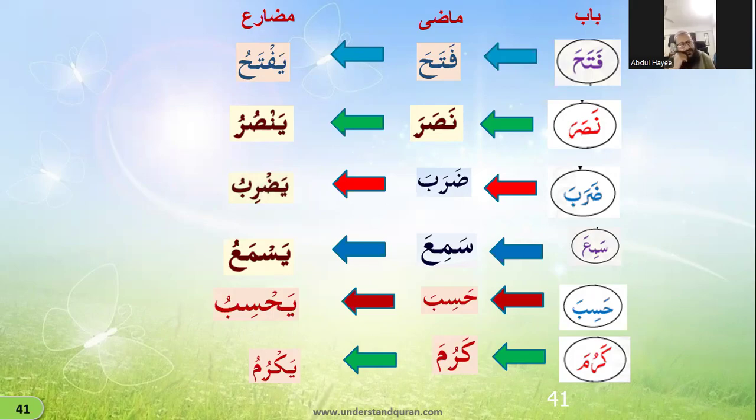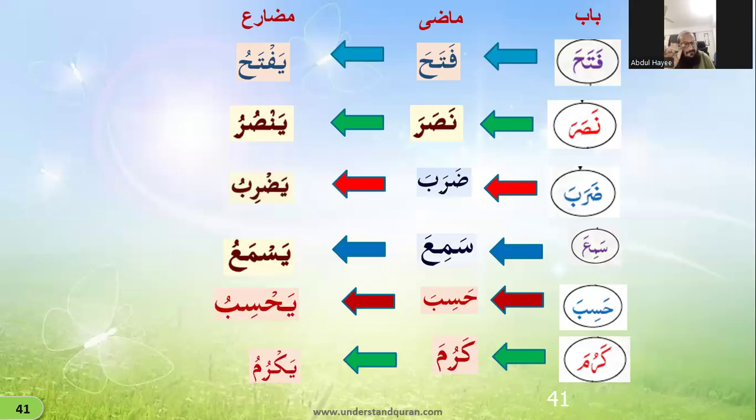It's so easy. Let me repeat for you. If both the Madi and Mudare Ain Kalma are Fatah, the Bab is Fatah. If both Ain Kalma in Madi and Mudare are Kasra, the Bab is Hasiba. If both Ain Kalma in Madi and Mudare are Dhamma, the Bab is Karuma.